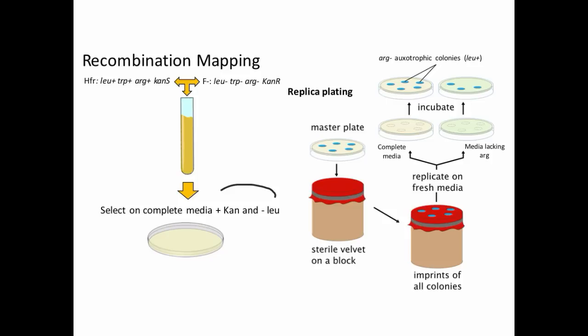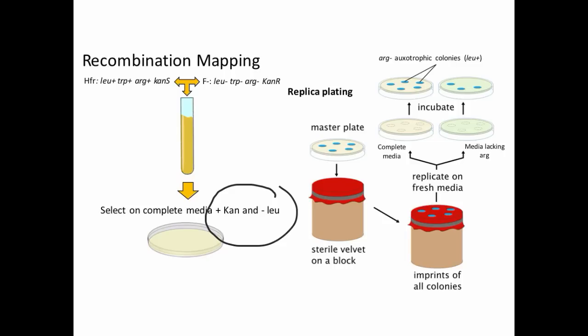After we do our first selection, selecting again for F- cells where the entire region has transferred over during conjugation, we then can replica-plate or replate our cells onto different media conditions to then analyze the genotypes of the given F- X conjugates, or F- cells after conjugation, to determine the frequency of different genotypes that have resulted from crossing over.